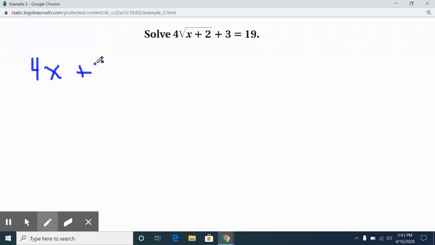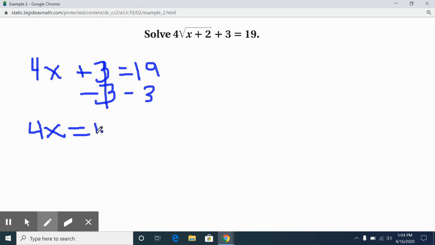I'm going to pretend like this expression is just an x, because that's what we want to isolate first. So I'm going to pretend it says this. How would I solve this? By subtracting 3, getting 4x equals 16, and then dividing by 4 and getting x equals 4.